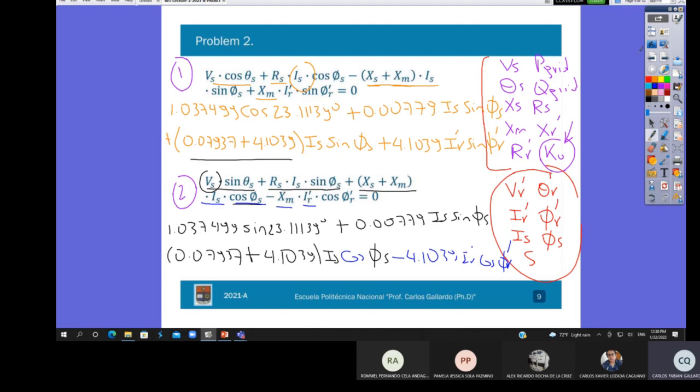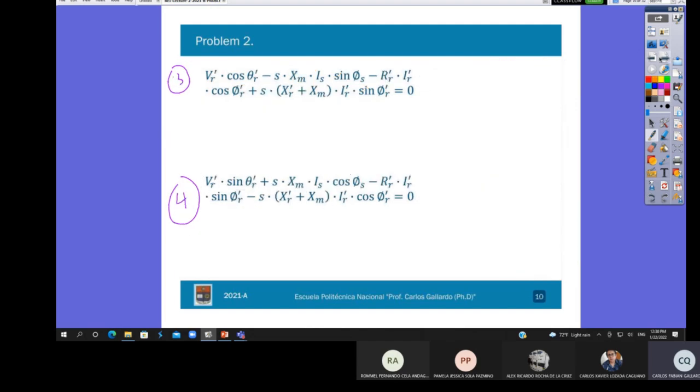Okay, let's continue with the next equation. I will have equation 3. So I will have the voltage. This is the rotor voltage cosine theta, minus the slip times the magnetizing inductance 4.1039 times the stator current sine of the angle phi.